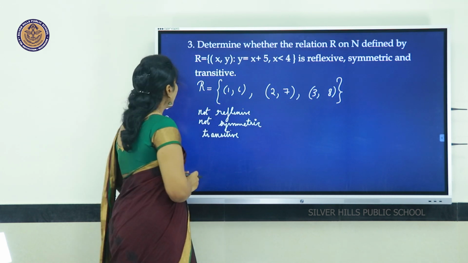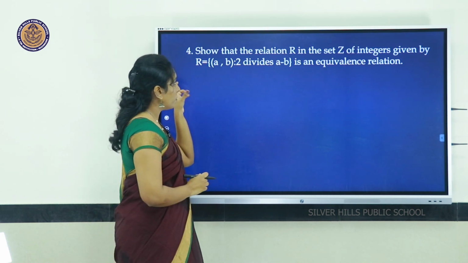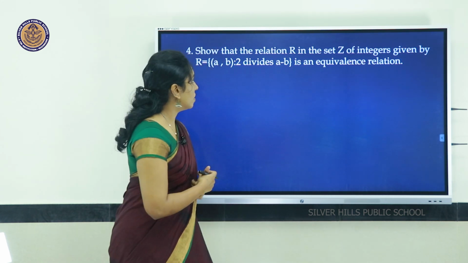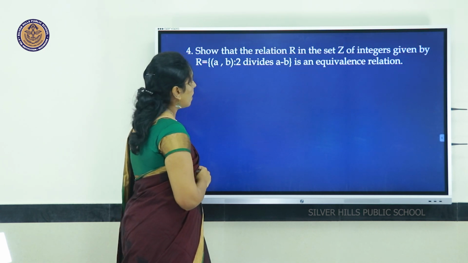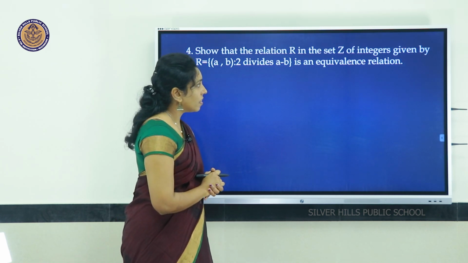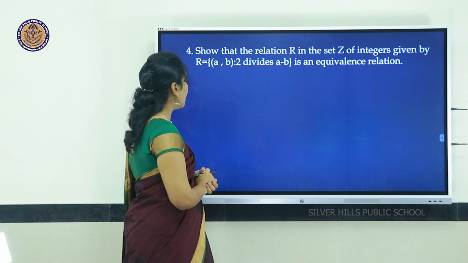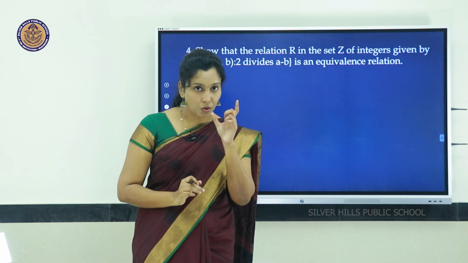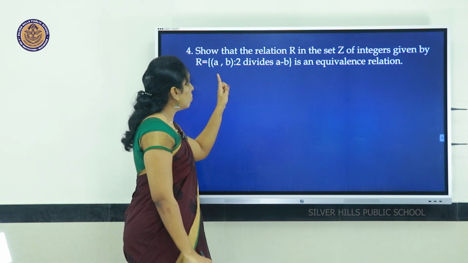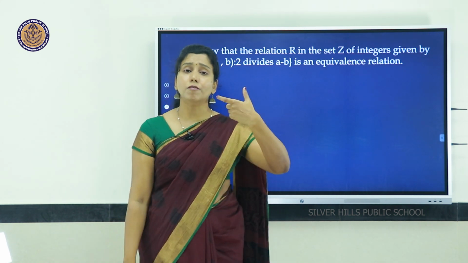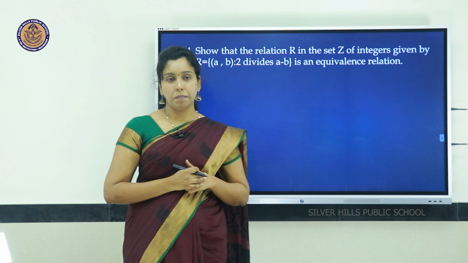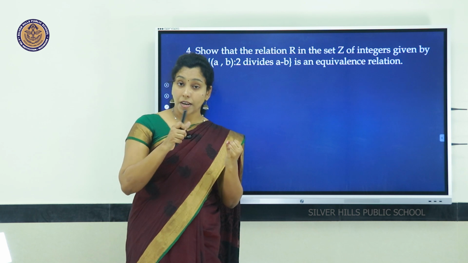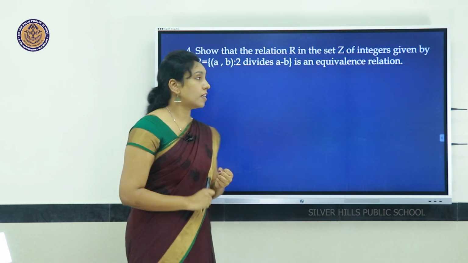Now, let us do one more problem in this area, that is equivalence relation, to prove whether a relation is equivalence or not. Show that the relation R in the set Z of integers given by R = {(a, b) : 2 divides a minus b} is an equivalence relation. That means the difference between a and b is an even number. We are going to prove that it is reflexive, symmetric and transitive.